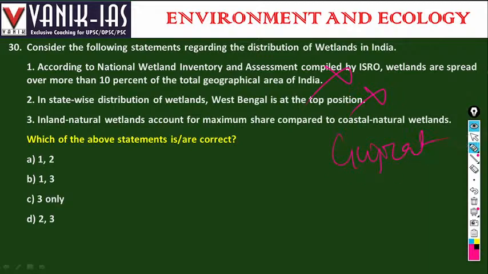Then, inland natural wetlands account for maximum share compared to coastal natural wetlands. Which of the following statements are true? Yes, inland natural wetlands have the maximum share. It is more than the coastal areas. So only statement three is the right answer.